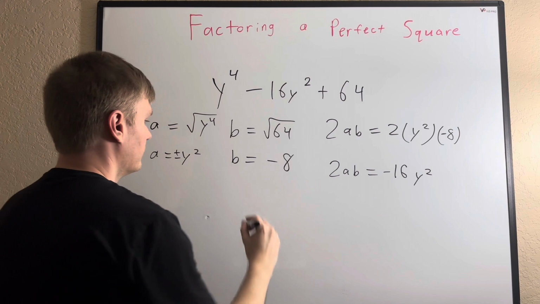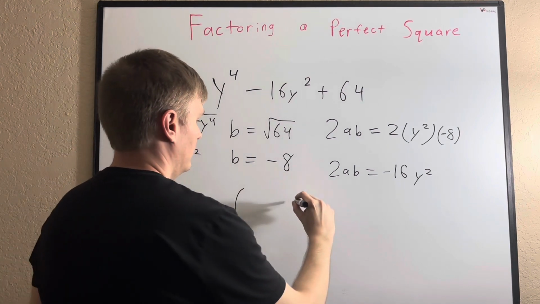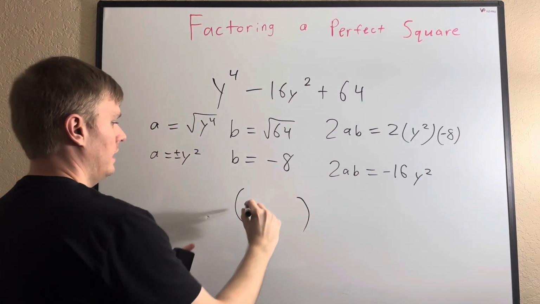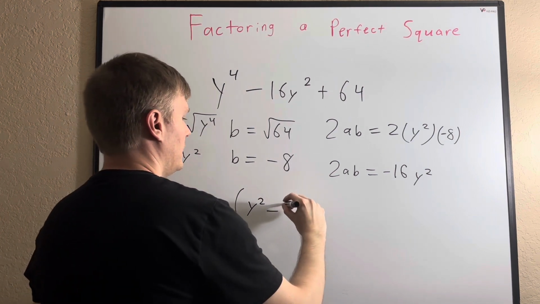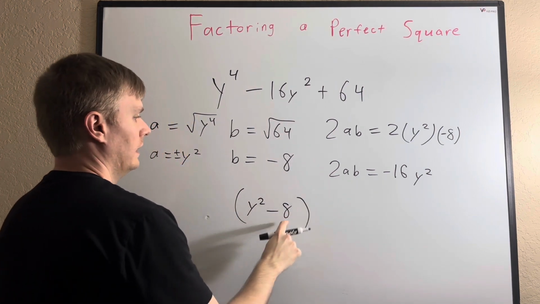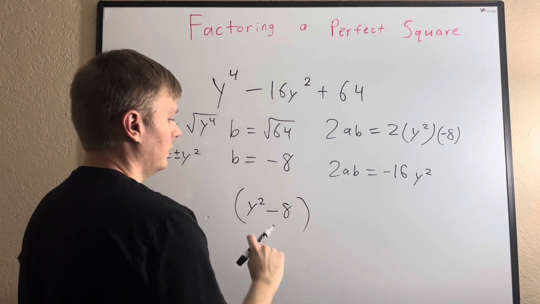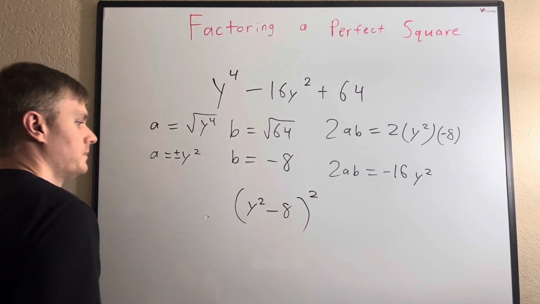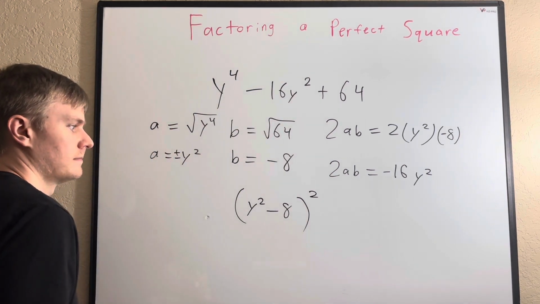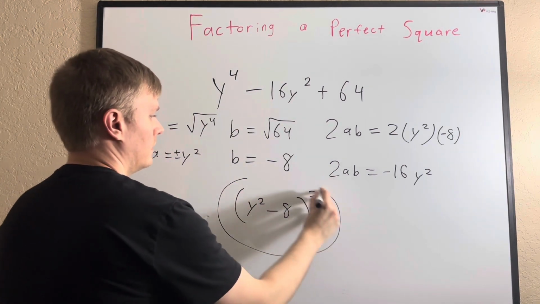And we have our answer, right? Not yet. Got to write it out. A plus B, adding a negative is a negative, so it's really A minus B, quantity squared. And there's the answer.